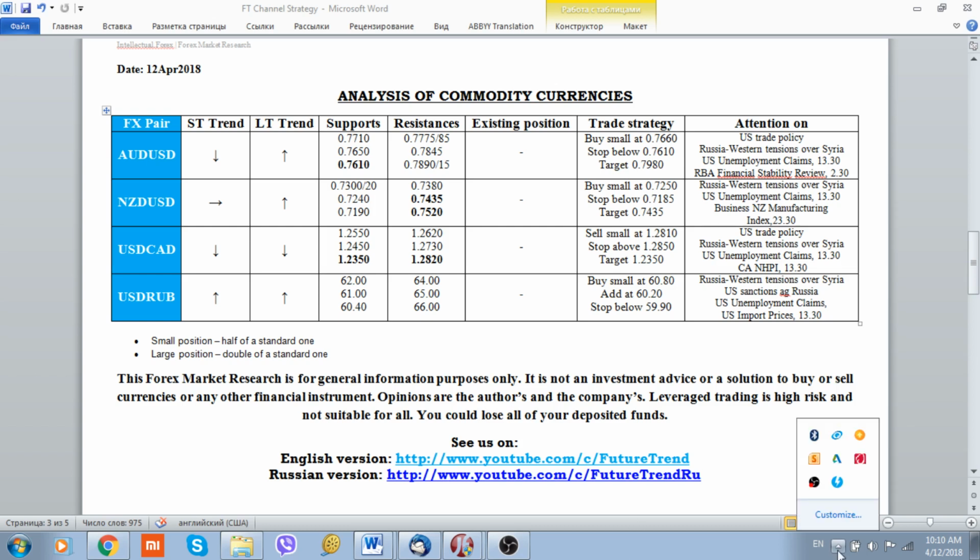And finally, some words regarding the commodity block of currencies. Here the situation, like in most other currencies, is dictated by the situation at the moment in Syria, as well as the United States trade policy, but probably the trade policy now is number two, because the market is concentrating its attention on the situation in Syria and possible military strikes against Syrian troops by NATO forces, and also the possible involvement of Russian troops in such a conflict.